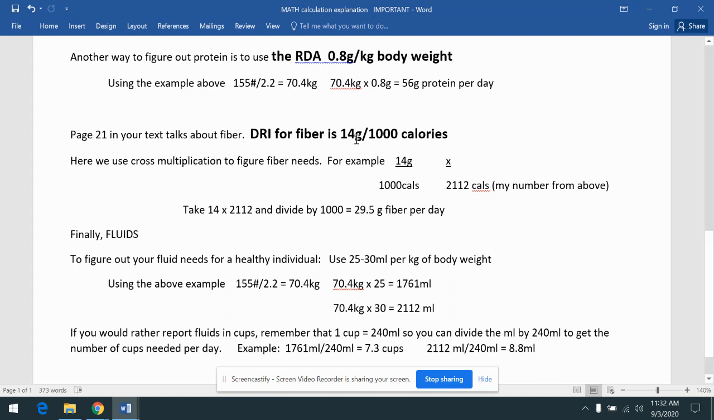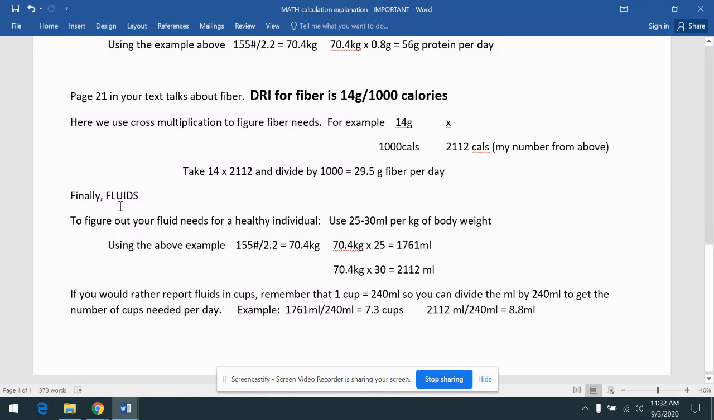Okay, so we know that the DRI for fiber is 14 grams per 1,000 calories. And I know that I need 2,112 calories from the calculation above. So I'm going to put an X above the amount of calories, and I'm going to cross multiply. 14 grams times 2,112 calories divided by 1,000 gives me 29.5 grams of fiber per day. Or I would say to somebody that they need 30 grams of fiber per day.